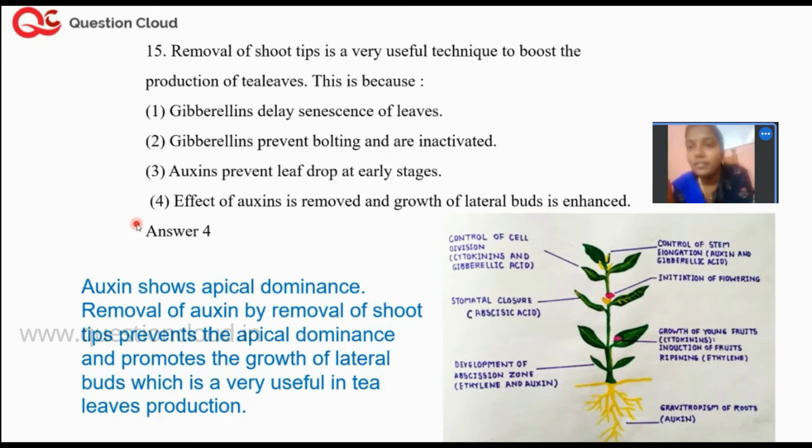Excellent. Okay. Fine. So now next, let us move on to the 15th question, which is: removal of shoot tips is a very useful technique to boost the production of tea leaves. This is because, whenever you go to a tea estate like Ooty and all, what do they do? They always keep trimming the leaves, right? Okay, why do they actually trim?